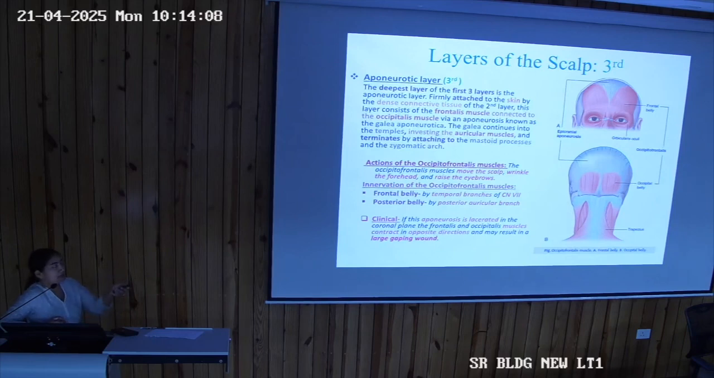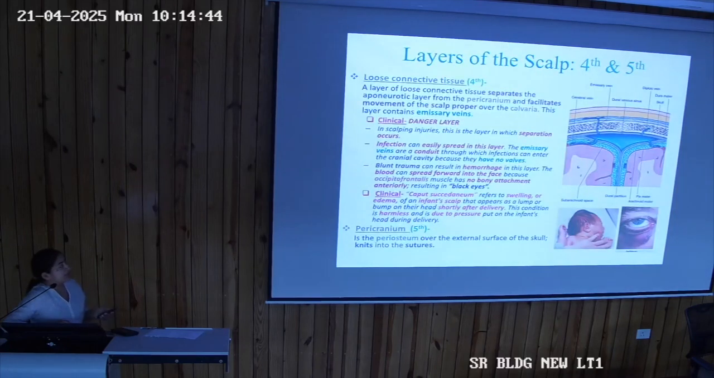This injury will divide the aponeurosis into anterior and posterior parts. So if a laceration occurs in this aponeurosis, it will be held by the two muscle bellies. The contraction of the frontal belly and occipital belly will cause a gaping wound, because both muscles, anterior and posterior, will contract. One will stretch it to the anterior part and the other to the posterior part. So there will be a lot of gaping in this lacerated tissue if it occurs in the coronal plane of the galea aponeurotica.